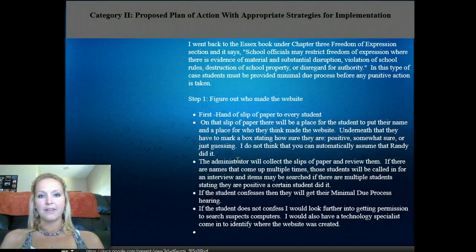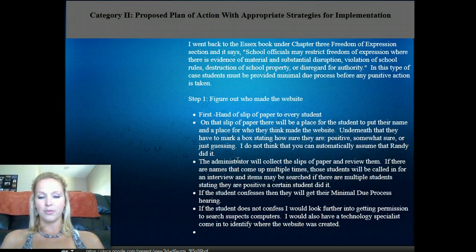Category 2, proposed plan of action with appropriate strategies for implementation. I went back to the Essex book under Chapter 3, Freedom of Expression section, and it says, school officials may restrict freedom of expression where there's evidence of material and substantial disruption, violation of school rules, destruction of school property, or disregard for authority. In this type of case, students must be provided minimal due process before any punitive action is taken. I feel there was a disregard for authority.